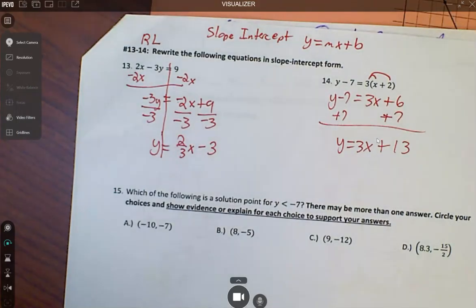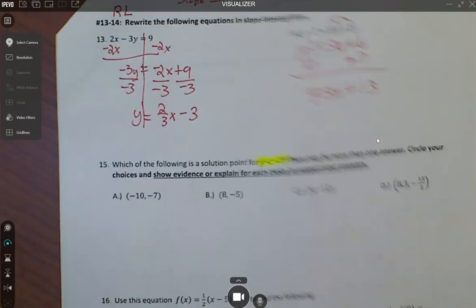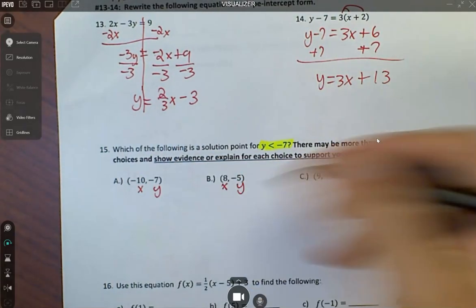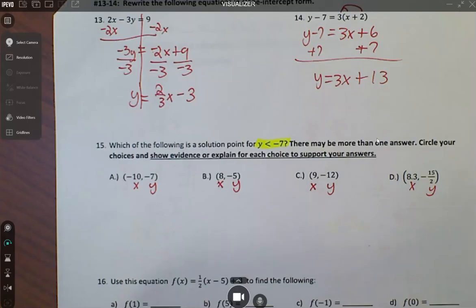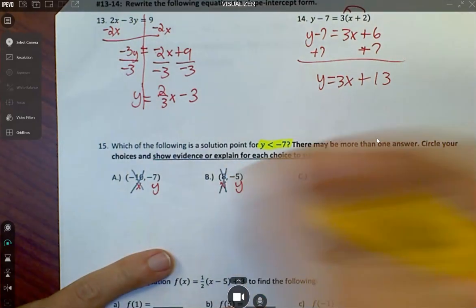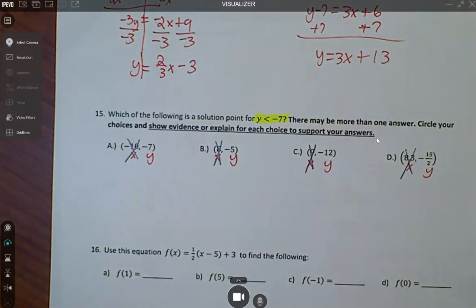Okay, 15. We talked like in 3 days of the aims. Every day we talked about looking at ordered pairs and seeing if they were part of that inequality. Okay, the y's have to be less than negative 7. So you're not concerned with x at all. So I'm going to take a pencil. When it's talking about the range like this, okay, the x is irrelevant. The x coordinate has no bearing on the y one.